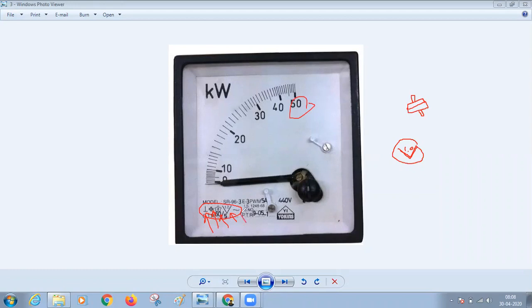And the last symbol is a sinusoidal symbol. So by using this meter you can measure sinusoidal power. That means AC power you have to measure with this meter.